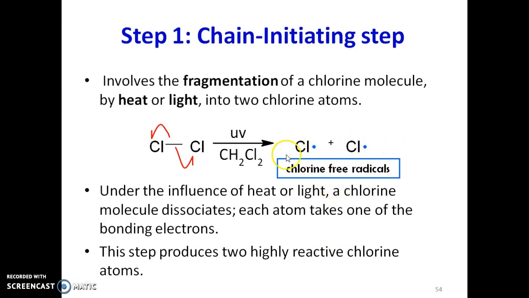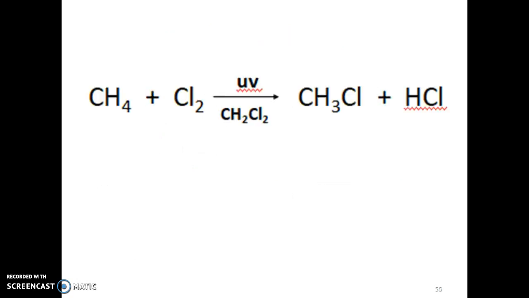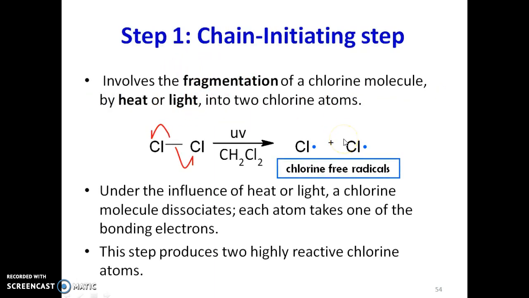You must know that a free radical is very reactive. When they are very reactive, they will initiate another reaction, which is step number 2, the chain-propagating step. I repeat: this is the equation of the reaction. In step number 1, the bond breaking between Cl in the Cl2 has already occurred, and we produce Cl free radical.